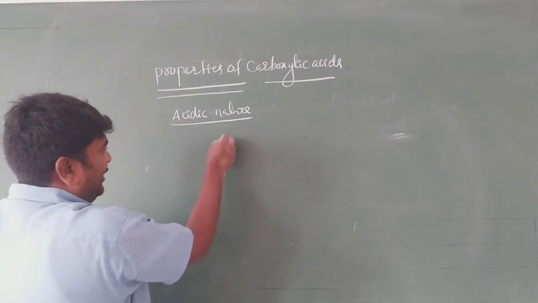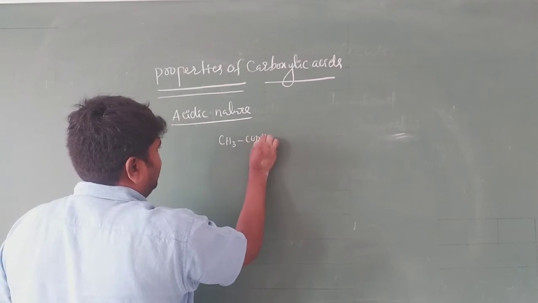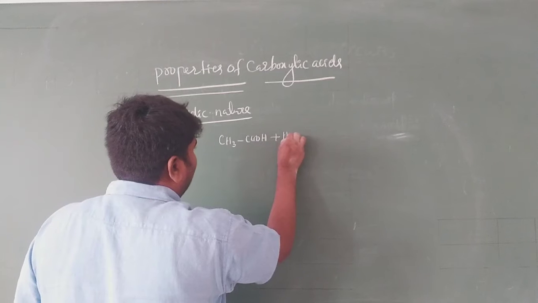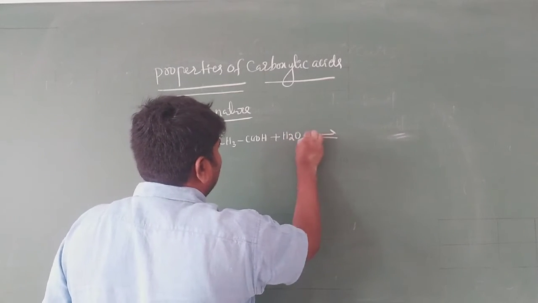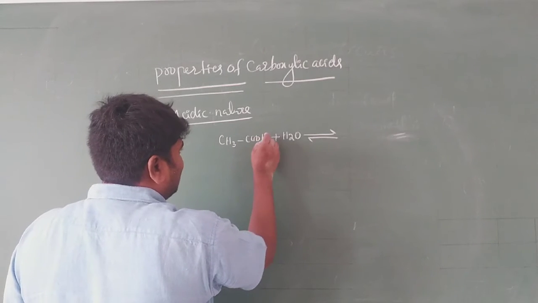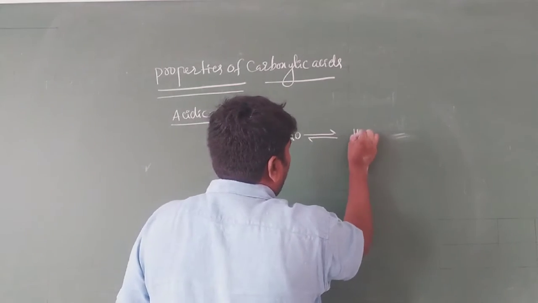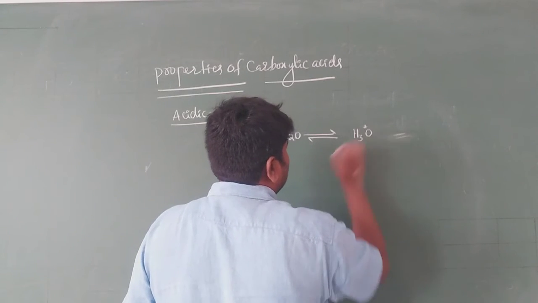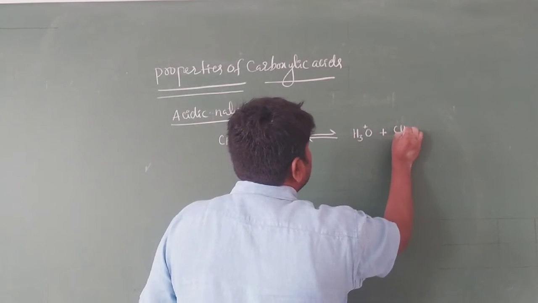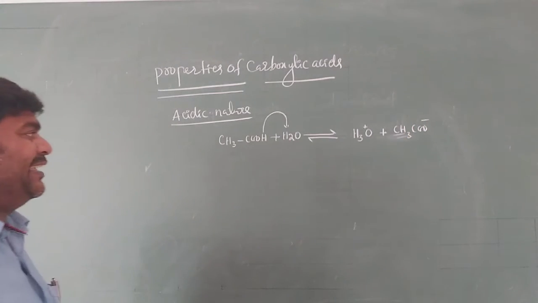See here, CH3COOH in the presence of water. What happened here? It is ready to release H plus ions, attacking here only. You will get H3O plus and CH3COO minus, which is a carboxylate ion.